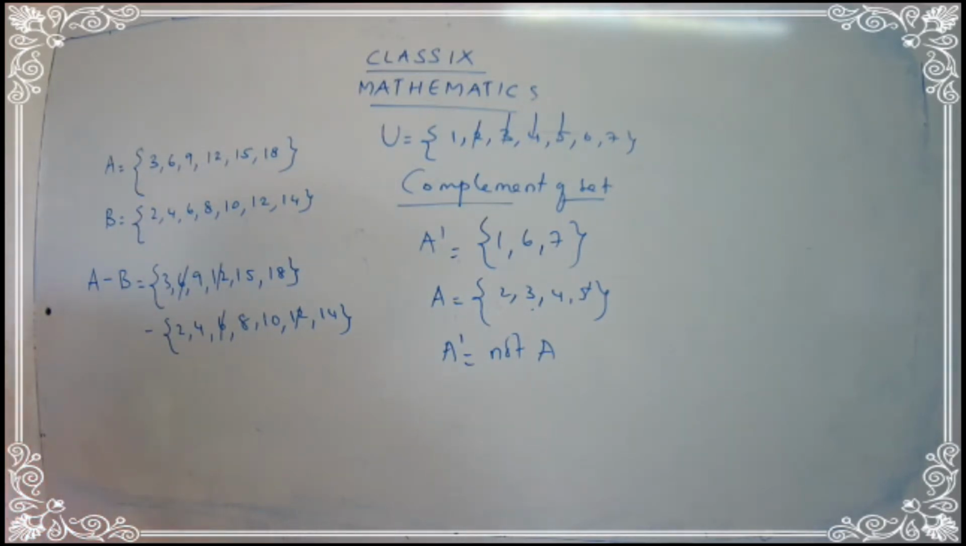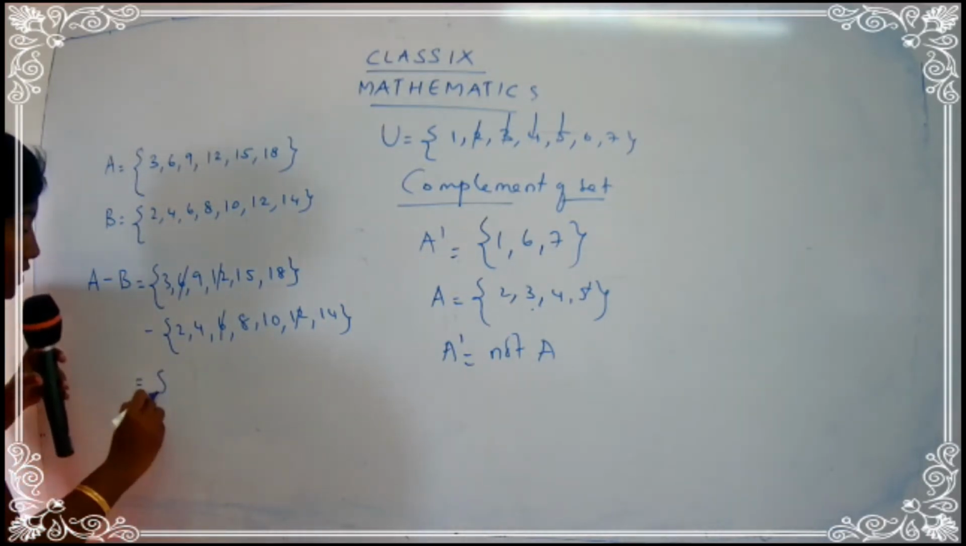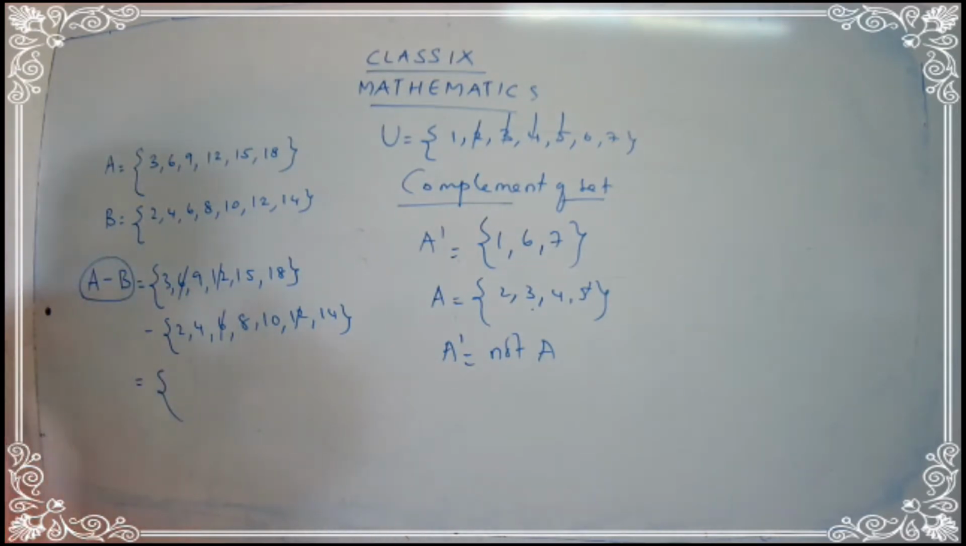6 is repeated and 12 is repeated. So what is the answer? What is the meaning of A minus B? Present in A but not in B. So we want A but we don't want B.